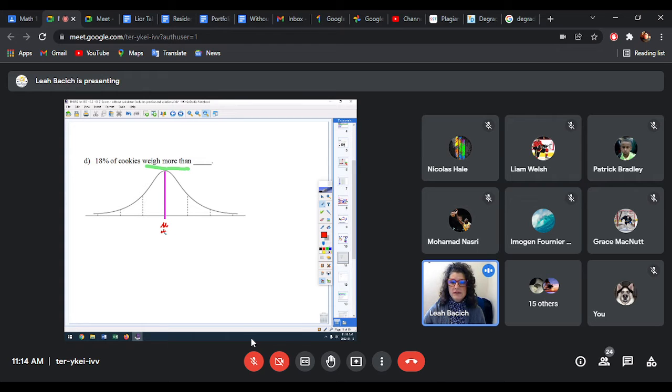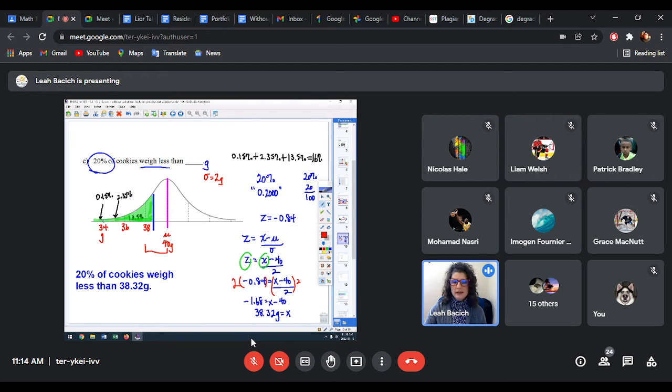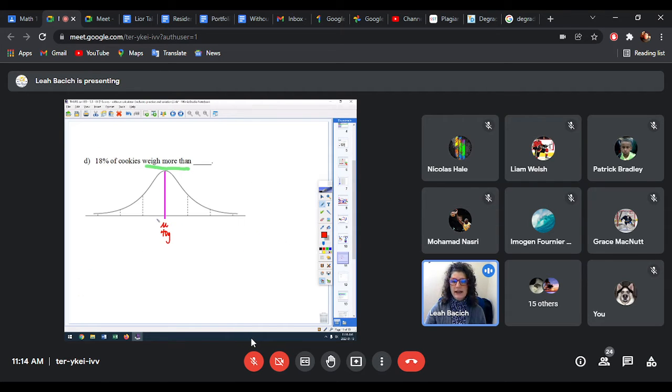So the mean is 40 grams. Now, 18% weigh more than. Well, same like this one. I think 20% I was accumulating here. Well, 18% is actually less than that. So I don't need to label this right now. I can probably get away with maybe not using it at all. And 34 grams. Make sure you put your units on here.